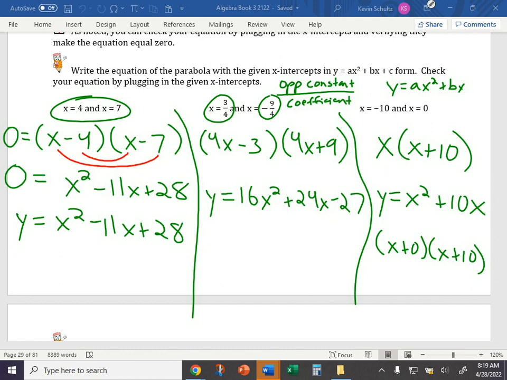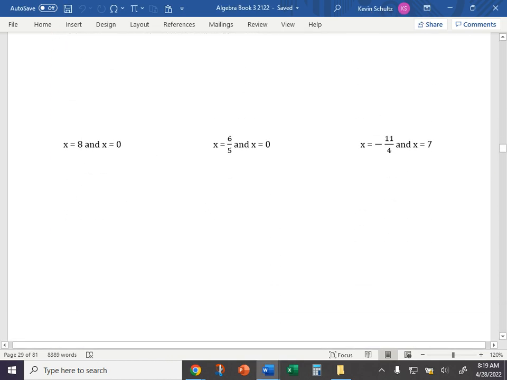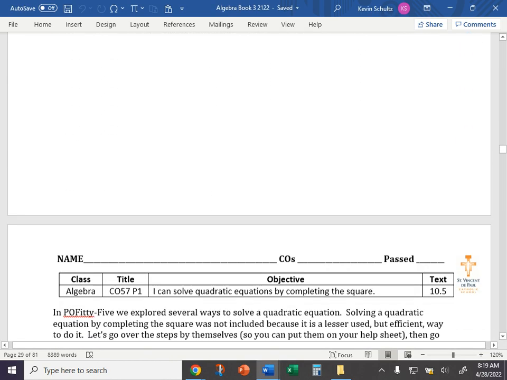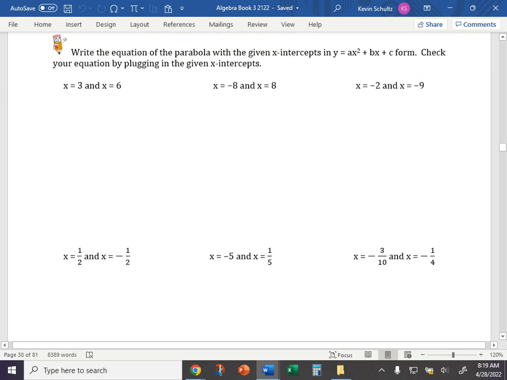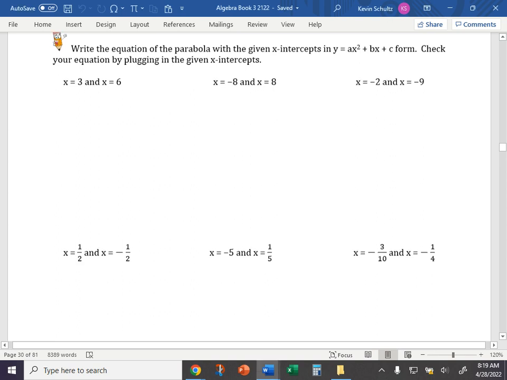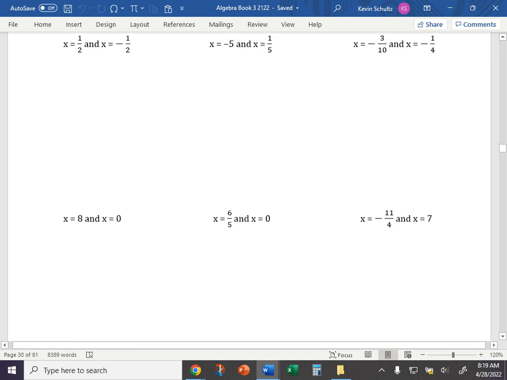Let's look at some more on the second page here. Just a one pager. Oh, look at that. Gotta love that. All right. Write the equation of the parabola with the given x-intercepts in ax squared plus bx plus c form. Give me one to talk about. What would you like to go over? Any of them are valid. Damien. Second row, middle one. X equals -5 and x equals 1/5. Okay. So knowing those are our two x-intercepts, yeah.